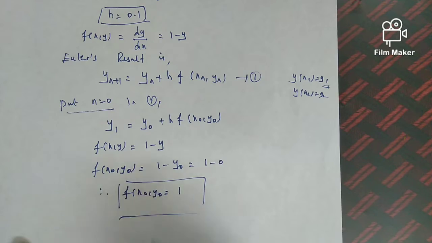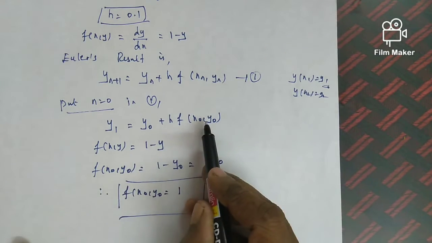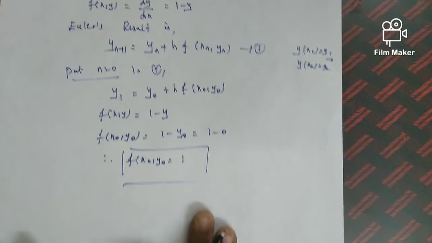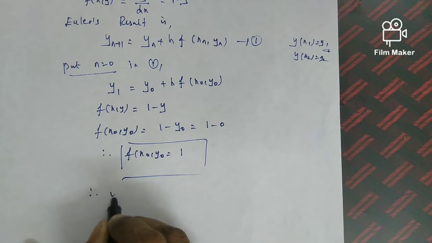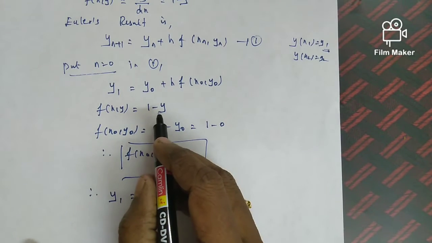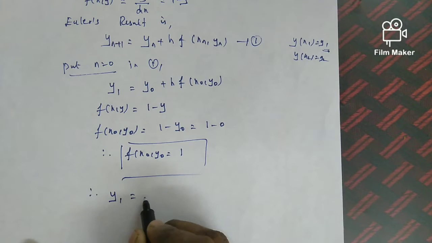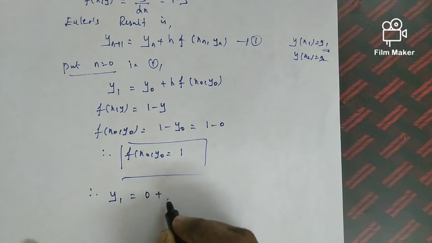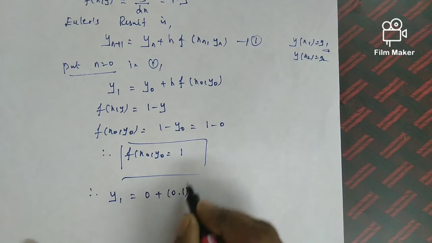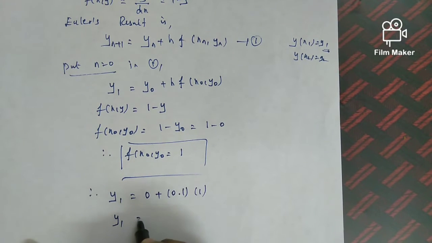So we know the value for y naught, f of x naught y naught and h value. Therefore back to this one, y1 equal to y naught. What is our y naught? Y naught is 0 plus h value is 0.1, f of x naught y naught, that is 1. So what will happen? y1 equal to 0.1.